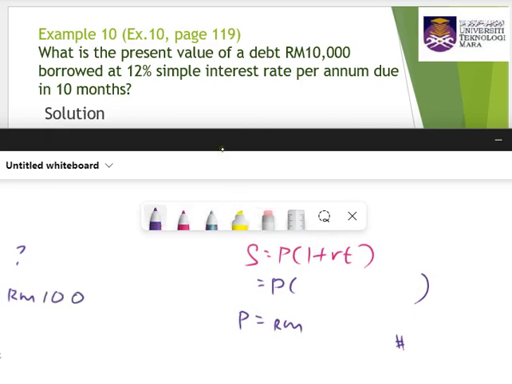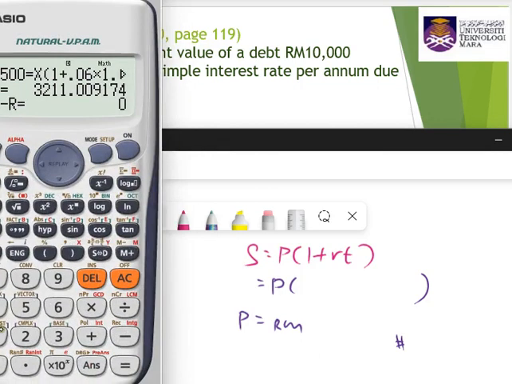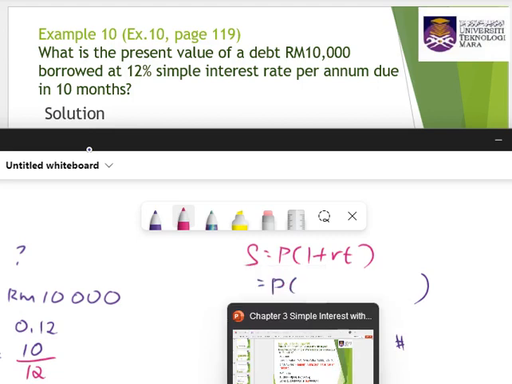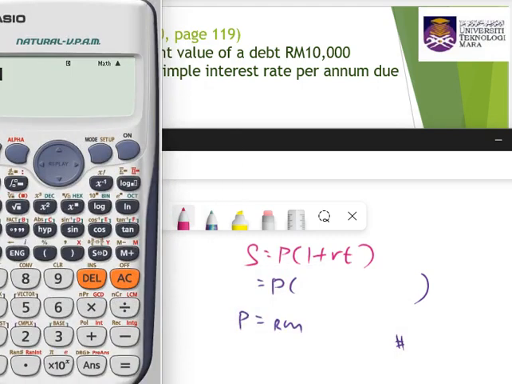Okay, that is 10,000. What is the r here? Okay, the r here is 12%, so this is 0.12. So as I said, how do you have 12% by convert to divide by 100? So you have your answer 0.12 and 10 months. Do remember t is in year, so you may need to divide with 12. Okay, so just let it be, or you want to change to decimal, actually can be done also. Okay, but not necessary because it's not actual figures here, so just leave your answer in fraction.